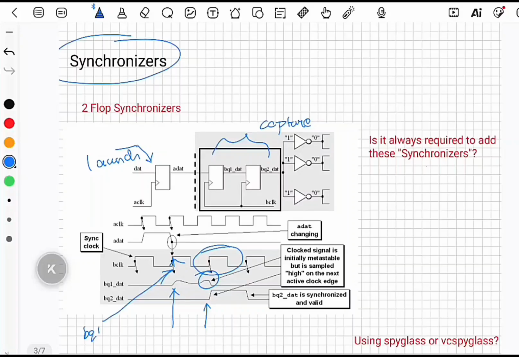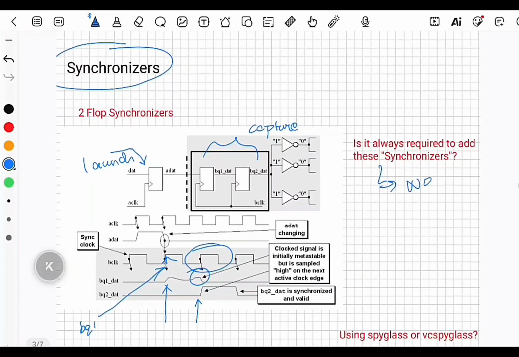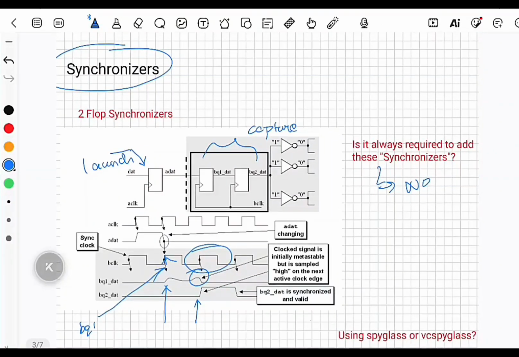Is it always required to add these synchronizers? The answer again is no. Quasi-static signals do not change during runtime. If the signal itself is not changing, and you will be sampling the same value anyway, why do you need to add a synchronizer? That is one of the basic things. And if you are confident that the signal will pass without any metastability, some designs may actually have that, then it is not required to add a synchronizer in the path.